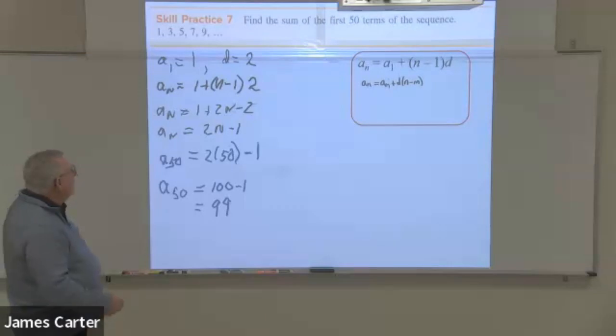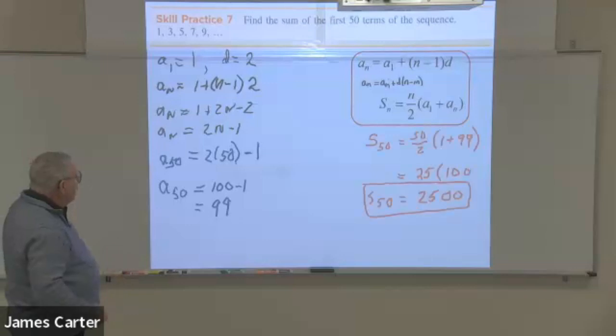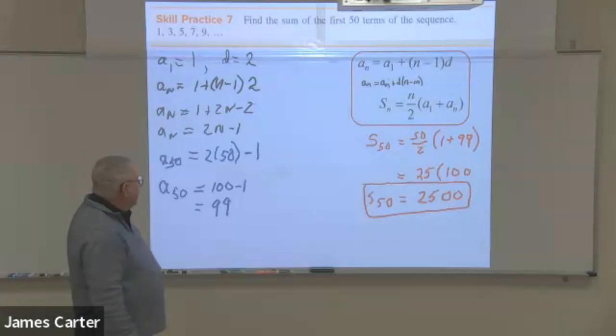Conveniently again. So if 99 is the 50th term in this case, now we can go through and find the sum of them using that formula. So we're going to take 1 plus 99, which is 100, divided by 2, and multiply that by 50. 50 divided by 2 is 25, times 100, and you get 2500.